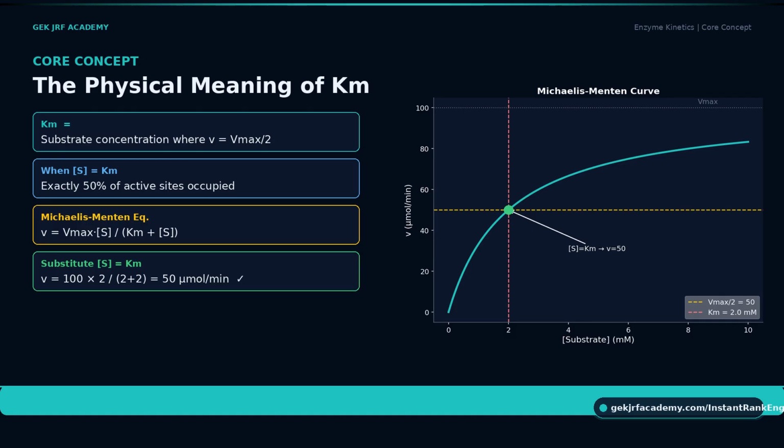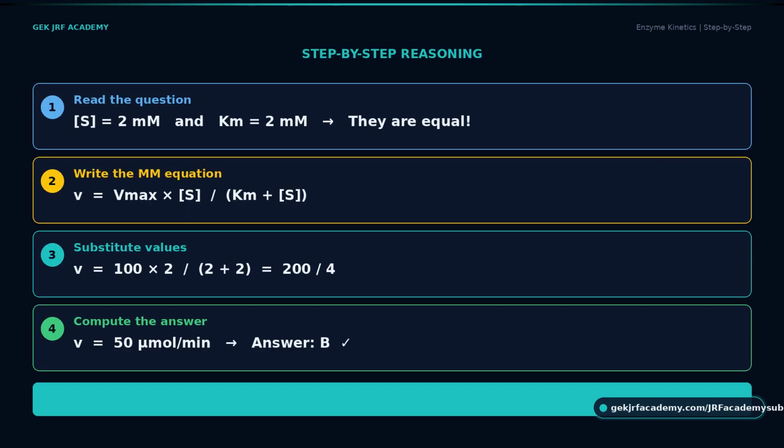The answer is B. On JRF Academy, every question begins with this kind of foundational explanation, because understanding the principle transfers across different question formats. Now the step-by-step reasoning. The Michaelis-Menten equation is V equals Vmax times the substrate concentration, divided by Km plus the substrate concentration. Step 1. The question tells us substrate concentration equals 2 millimolar and Km also equals 2 millimolar.